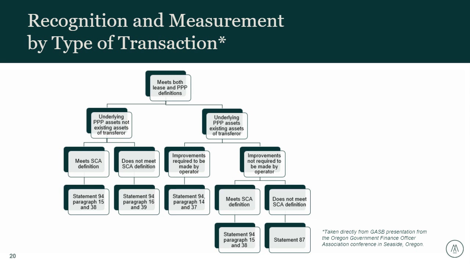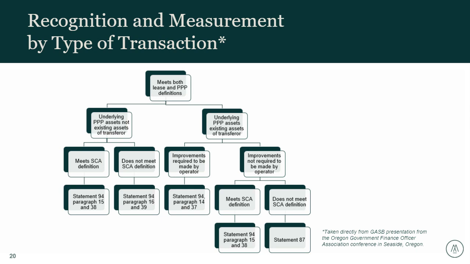The second criterion is that the operator is collecting and is compensated for fees from third parties. The next requirement is that the transferor is determining or has the ability to modify or approve which services the operator is required to provide, to whom the operator is required to provide the services, and the prices or rates that can be charged for those services. And then the final criterion for an SCA is that the transferor is entitled to a significant residual interest in the service utility of the underlying PPP asset at the end of the arrangement.